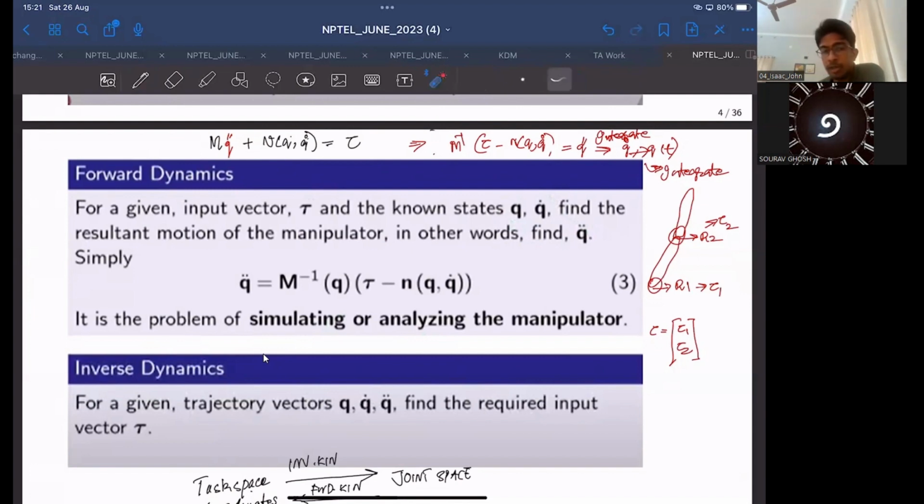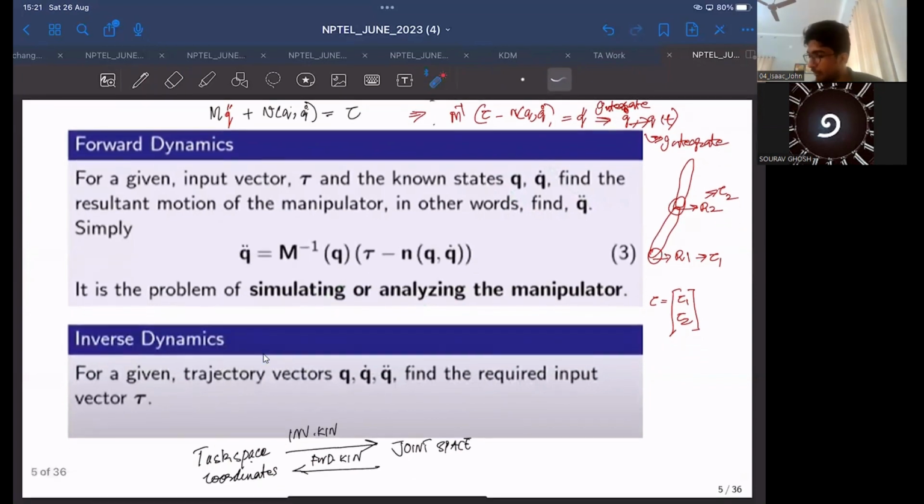So again, analogous to the forward kinematics problem, this is also somewhat similar to simulating or analyzing the manipulator, right? Just to see how the robot would move for a given input to each of these joints, just to understand how the robot moves. That is nothing but simulating the robot, considering the forces and the movements, just like the forward kinematics that we have seen earlier.